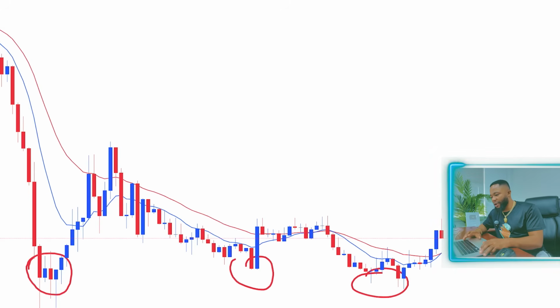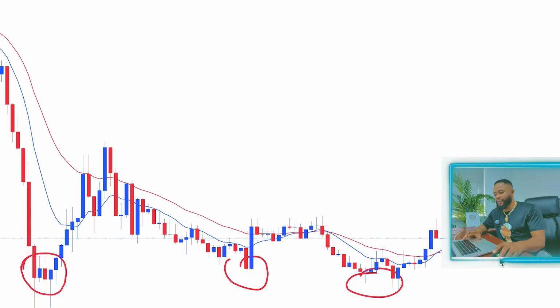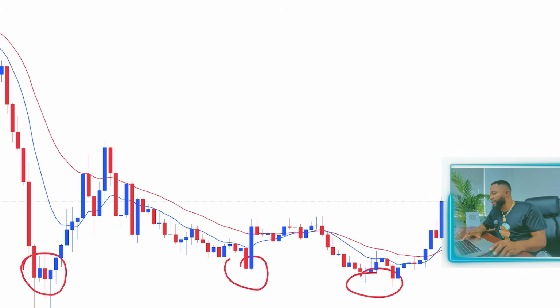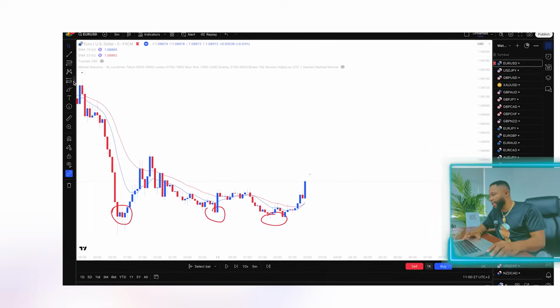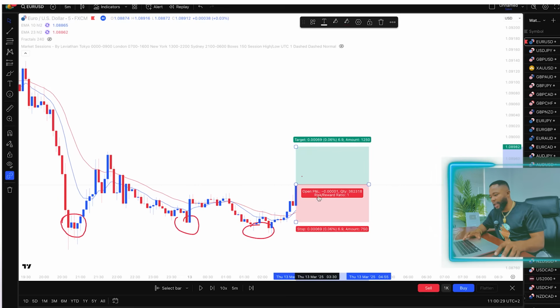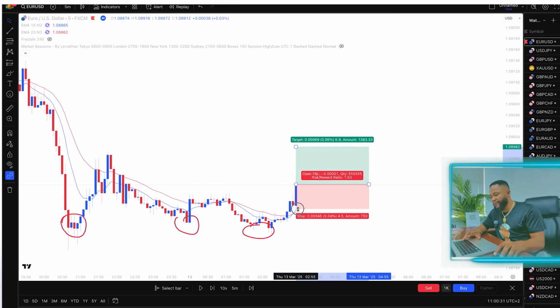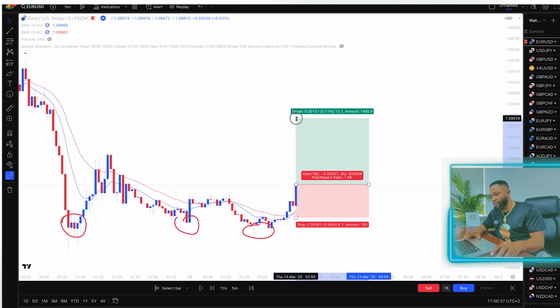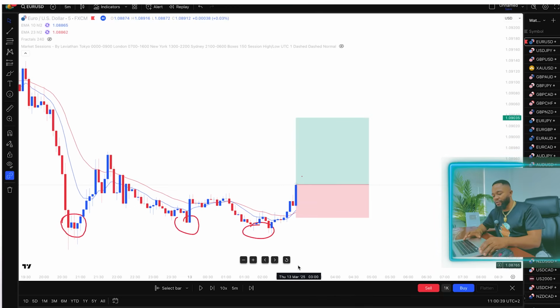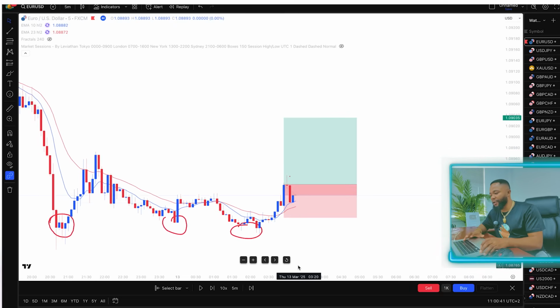Okay, not visible enough. Let's go again. That's it. So we're going to be entering in this particular trade right here. So we're going to enter on a buy position right there. Our stop loss, I'm going to be very conservative on this one. I'm just going to be risking about 6 pips to go for about 12 pips. Risk to reward of 1:2. That's it.